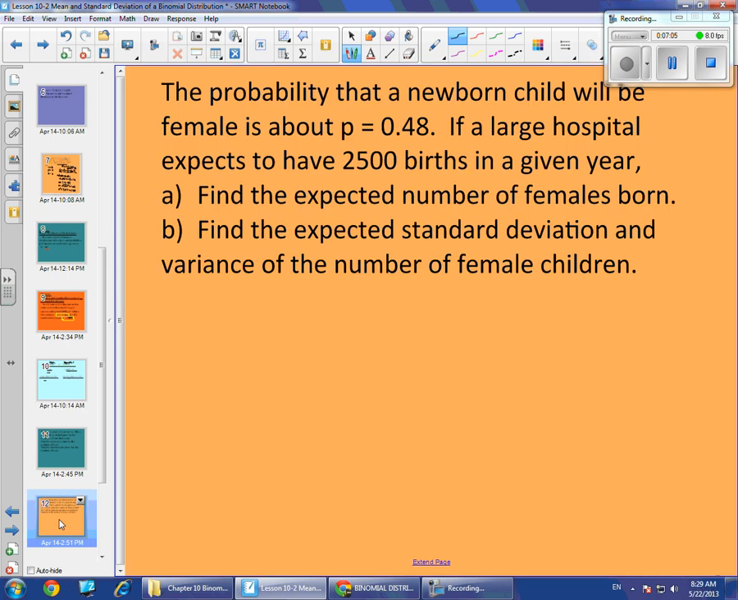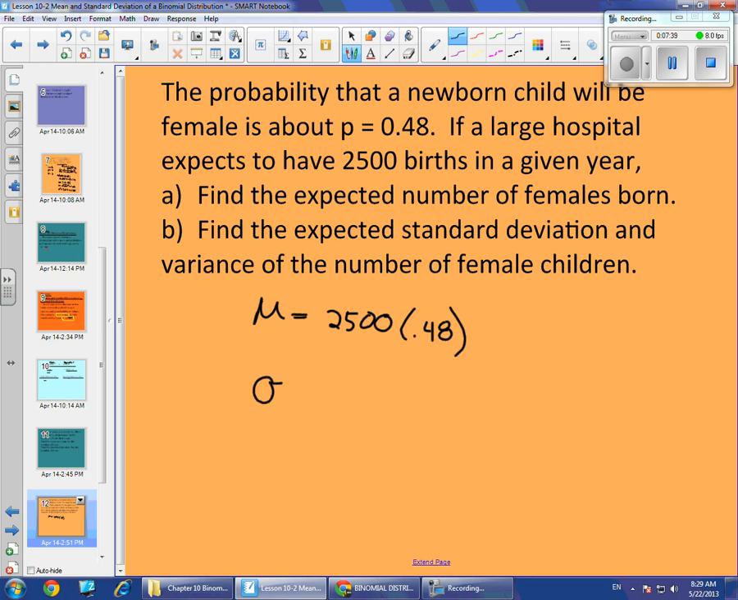So for instance, if I give you a situation like this, you should be able to calculate the mean and the standard deviation. Notice the probability that a newborn child will be female is about 0.48. Actually, it's not exactly 50-50. It's very close to 50-50, the probability of having a boy or a girl, but not perfectly. If you have 2,500 births a year, what's the expected number of females? Just mu equals 2,500 times 0.48.